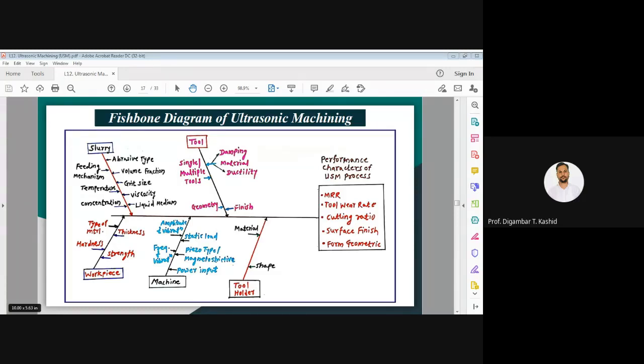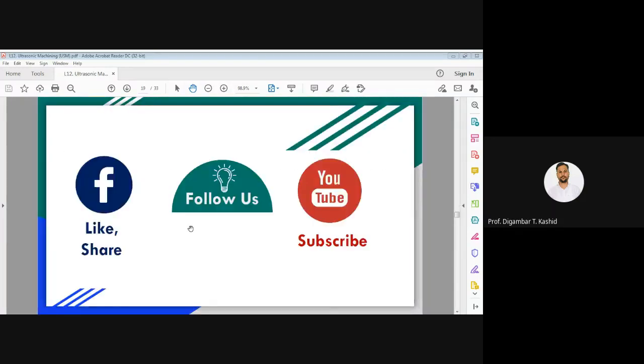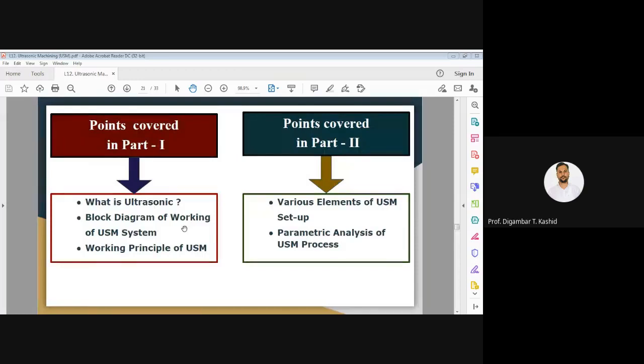Okay, let us discuss the next point. So, I will just take the recap. We have already covered what ultrasonic is, and the block diagram of the working of the ultrasonic system. Then we discussed the working principle of ultrasonic machining. Then yesterday we saw the various elements of the ultrasonic machining setup. And today we have discussed the parametric or fishbone diagram of ultrasonic machining.